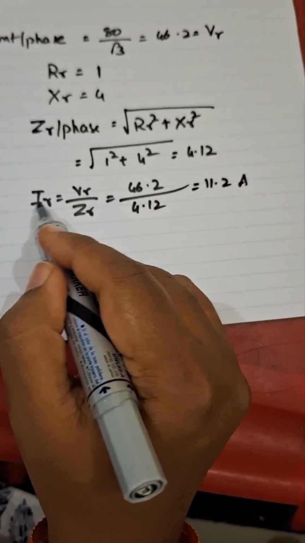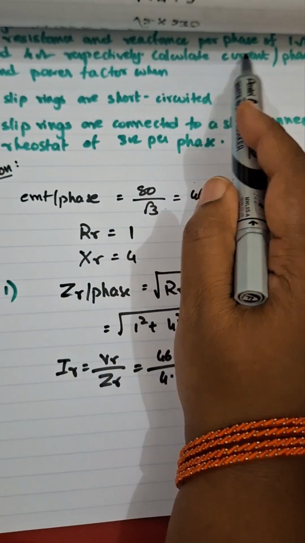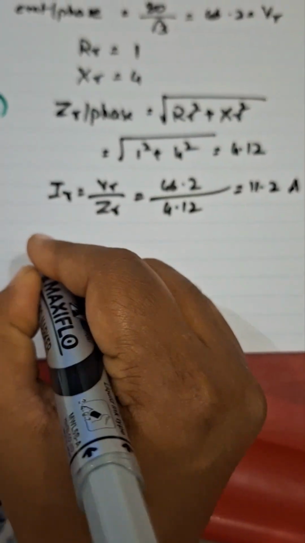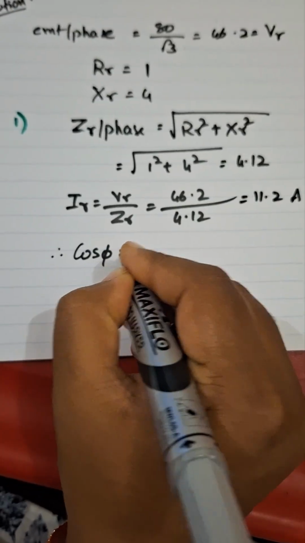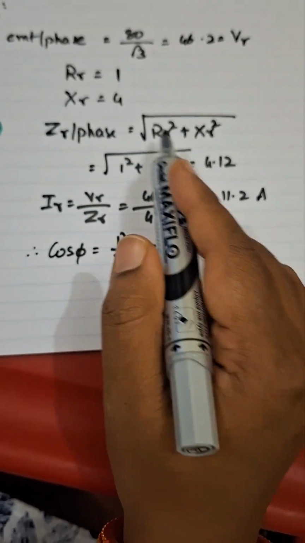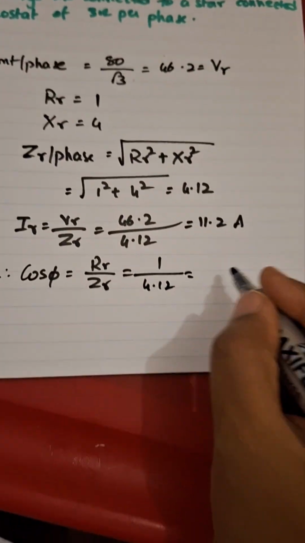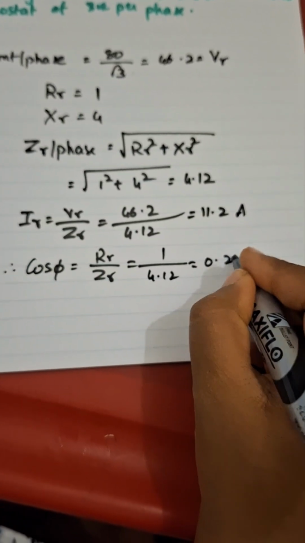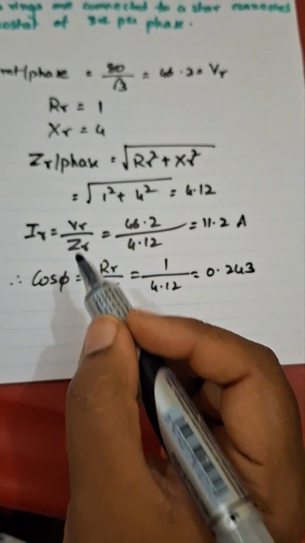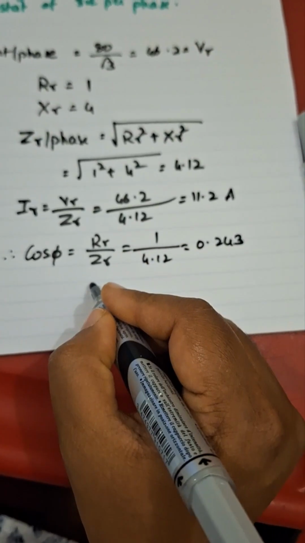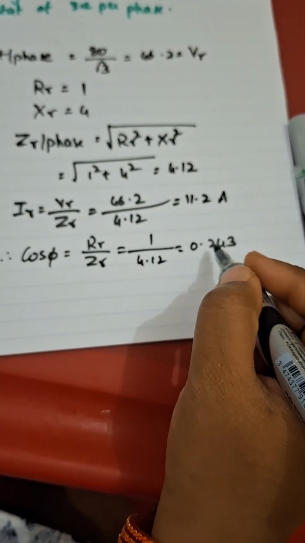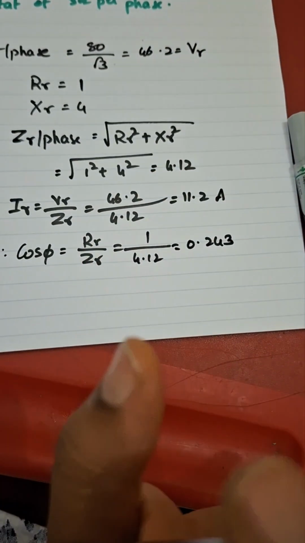So we got IR. They are asking us to calculate current per phase and power factor. So current per phase we got, and now the power factor. Power factor is given by the formula RR by ZR. RR is 1, they gave, and ZR is 4.12. So the answer is 0.243. Here you can see that the power factor is low, at 0.243. Since the power factor is low, obviously the starting torque will be low.